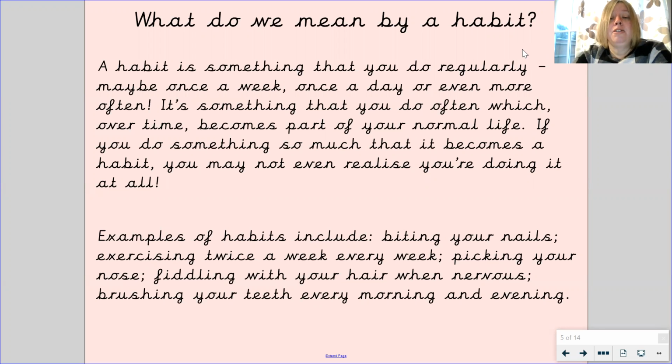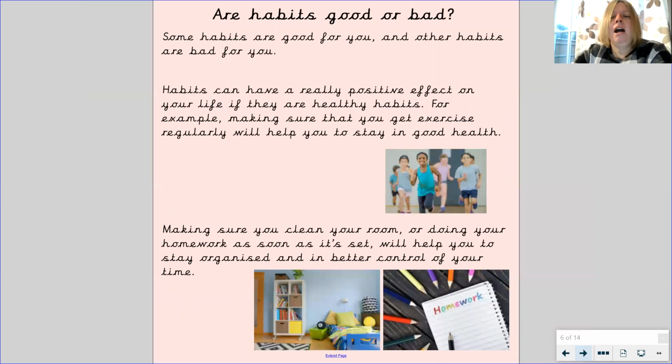Examples of habits include biting your nails, exercising twice a week, picking your nose, fiddling with your hair when you're feeling nervous, brushing your teeth every morning and evening. Are habits good or bad? Some habits are good for you and other habits are bad for you.